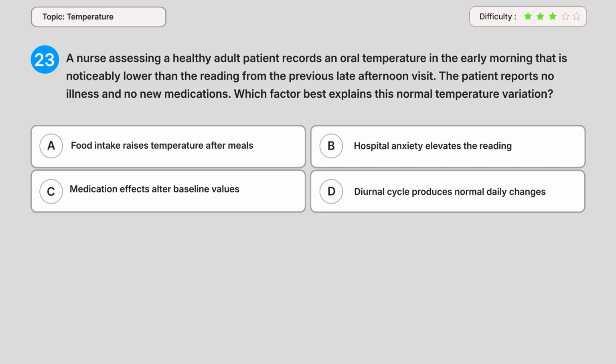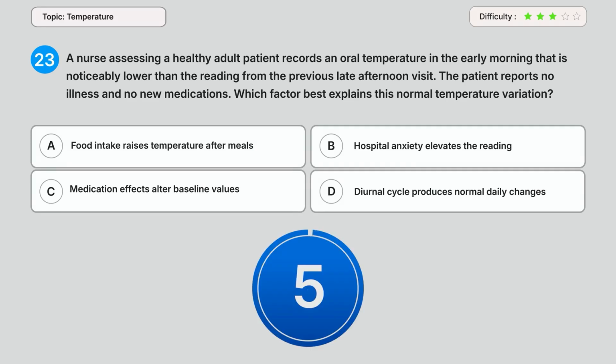A. Food intake raises temperature after meals. B. Hospital anxiety elevates the reading. C. Medication effects alter baseline values. D. Diurnal cycle produces normal daily changes. Can you guess the answer?